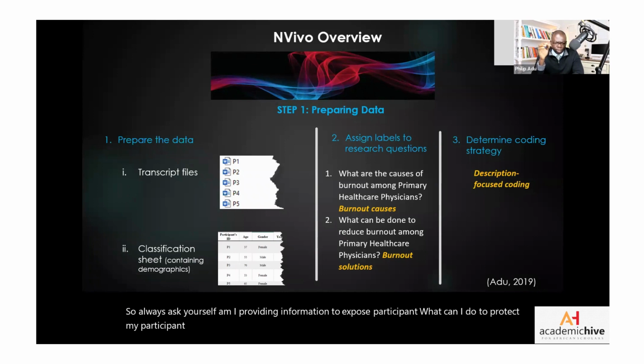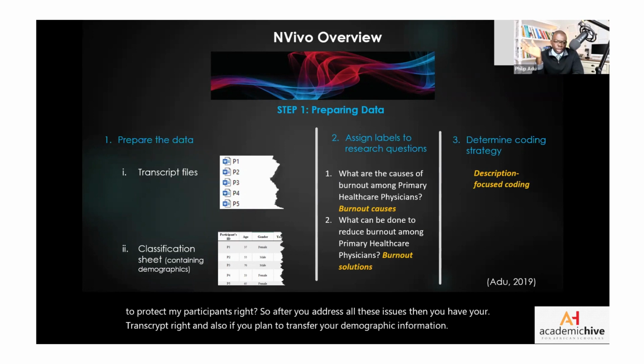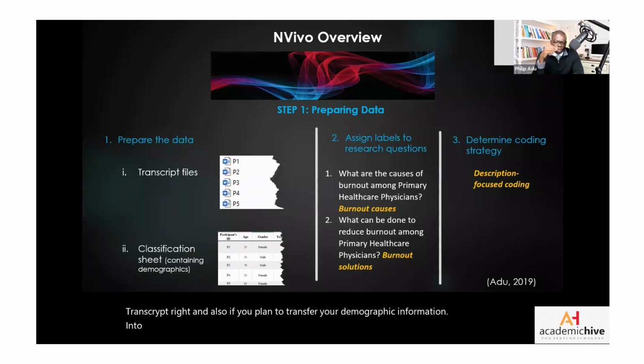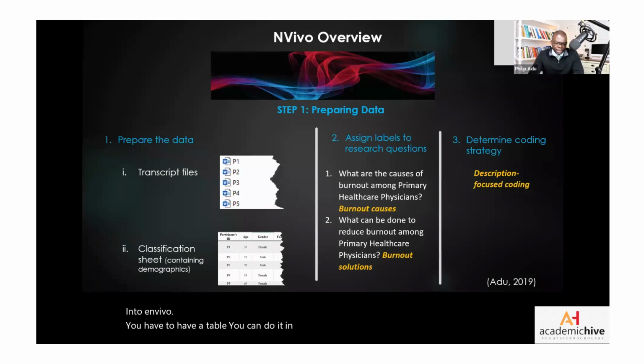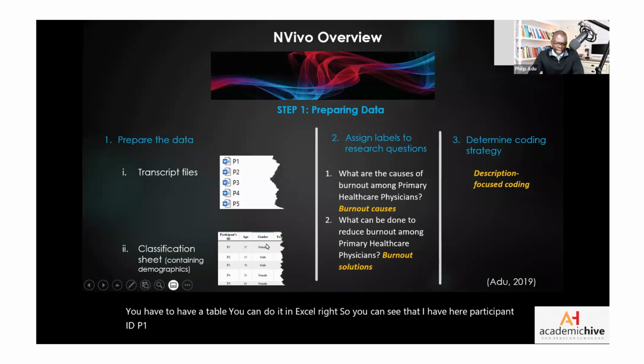After you've addressed all these issues, then you have your transcript, right? And also, if you plan to transfer your demographic information into NVivo, you have to have a table. You can do it in Excel, right? You can see that I have here participant ID, P1, P2, their age, their gender. I'm going to open it. I just want you to see what needs to be done first, and then we go through the process.